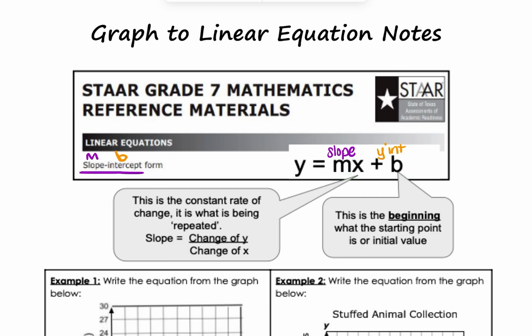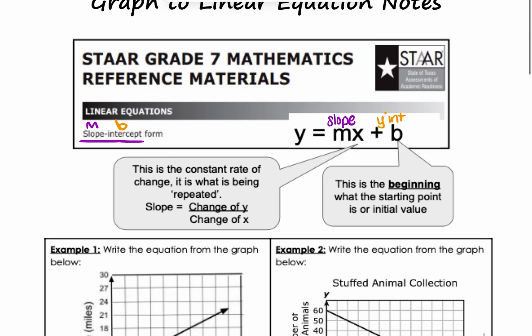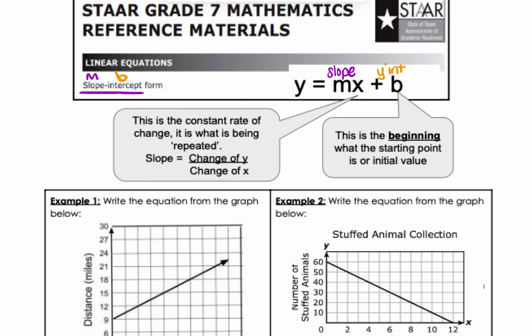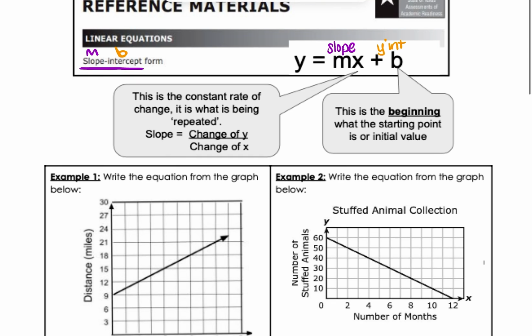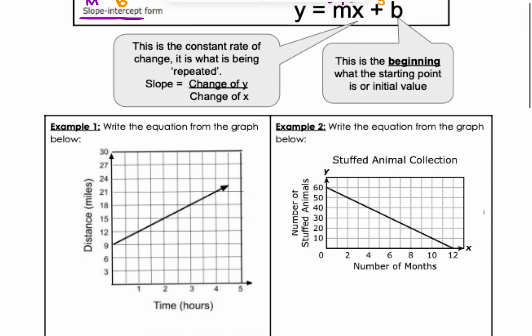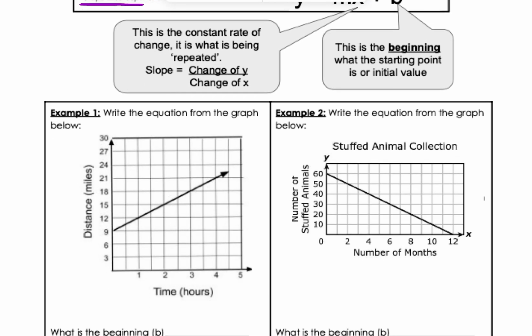All right, so remember we talked about in a table that slope is the change in y over the change in x, and that b is our beginning. So those are still going to be the things we are doing or continuing, but now we're going to get them from a graph. We're going to look at this one on the left, example number 1. It says write the equation from the graph below.